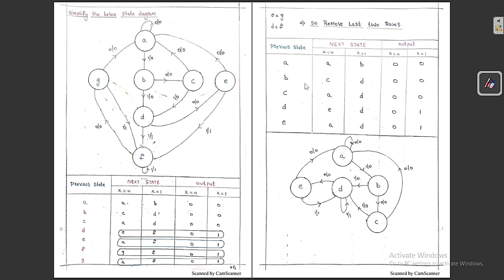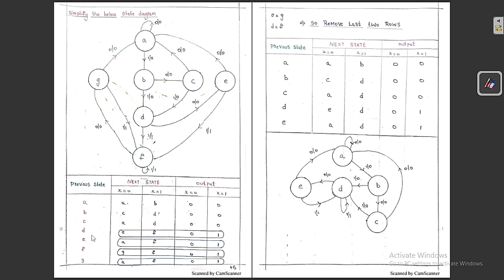So now the table that we are going to get is a very simple table. You can see this is called the previous state, next state, and this is the output. So what is the next state for x is equal to 0, what is the next state for x is equal to 1, and what is the output for x is equal to 0, and for x is equal to 1. So you can see clearly, this is A, B, 0, 0. Same thing we have seen. BCD 0, 0. Next is CAD 0, 0.